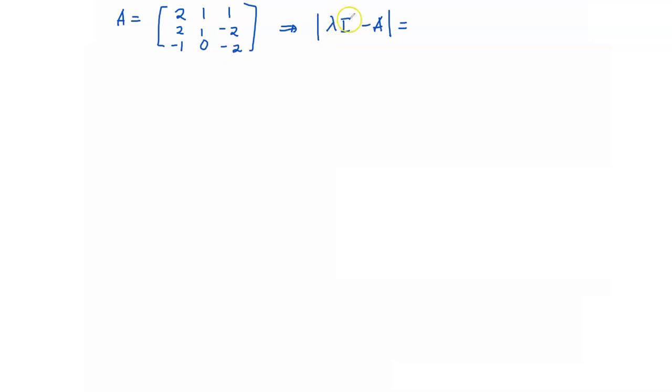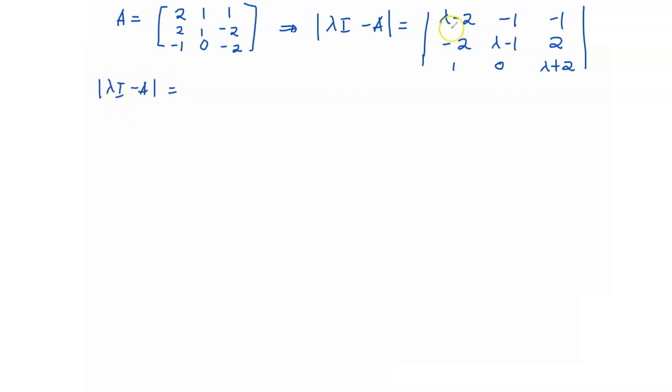We form the determinant of lambda I minus A. I will be using the cofactor expansion along the third row. This determinant is equal to plus minus plus, so that's 1 times the determinant of, delete this and this. We have negative 1, negative 1, lambda minus 1, 2. And then for lambda plus 2, what is the sign? Plus minus plus minus plus, so that's plus lambda plus 2 times the determinant of, delete this and this.